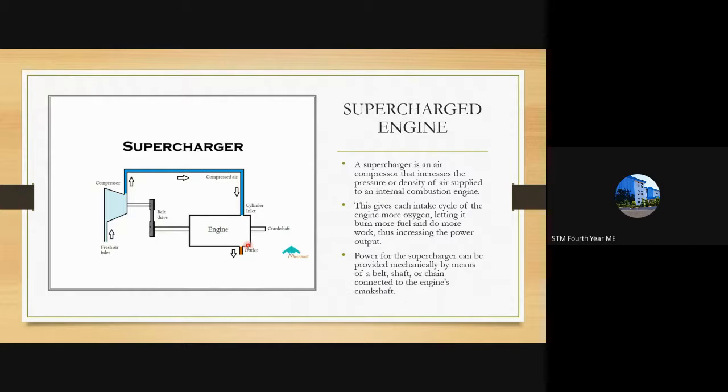But the problem is that it takes the drive from the engine, so less efficiency is utilized. Okay, the power that we obtain at the wheels will be much lesser than a conventional engine, due to taking this power from the engine itself. That is the only drawback of a supercharger.